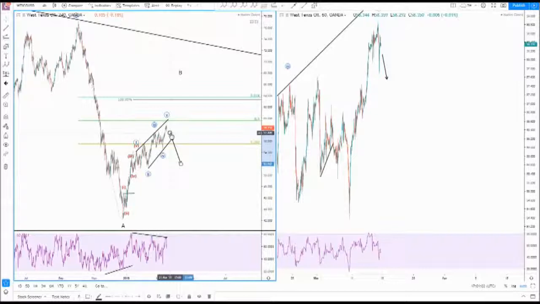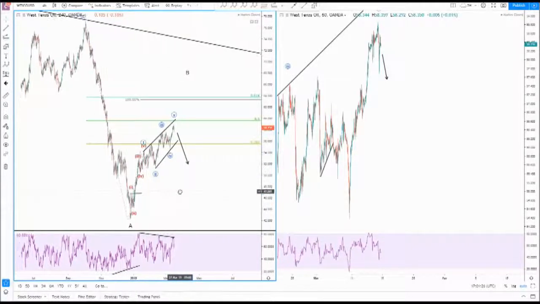So if crude comes down and the dollar Canadian continues to come down despite that, that would mean that it's a dollar move. It's not an oil move. It's not a Canadian move. It's a dollar move, which would mean that being bullish euro and bullish the Aussie could be really good setups.